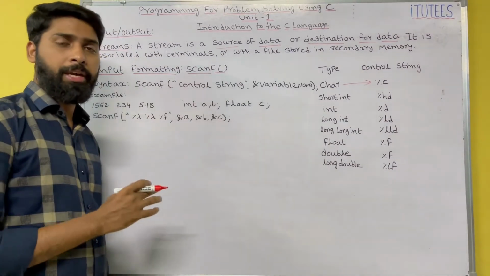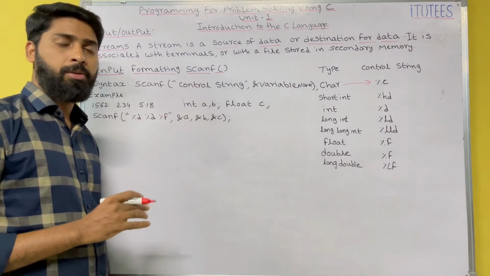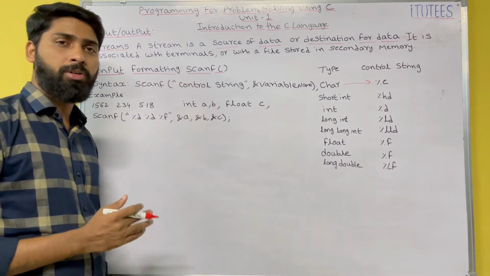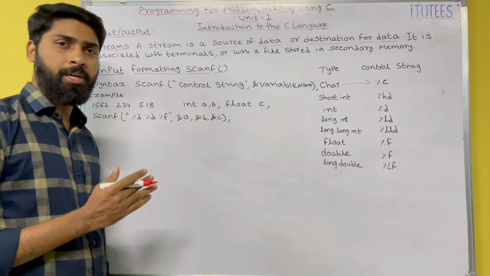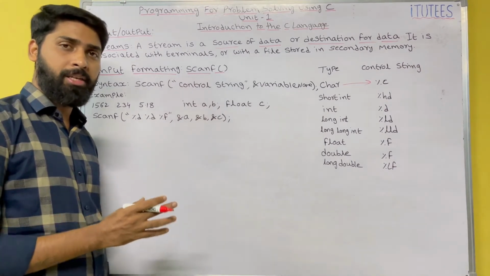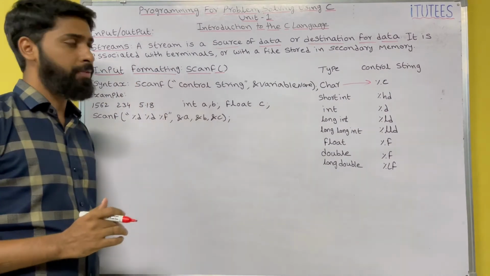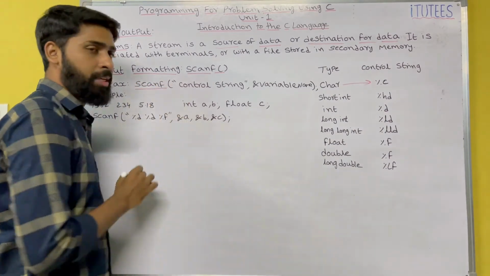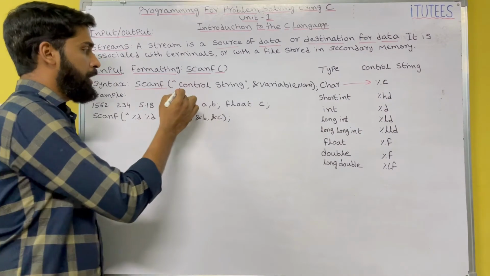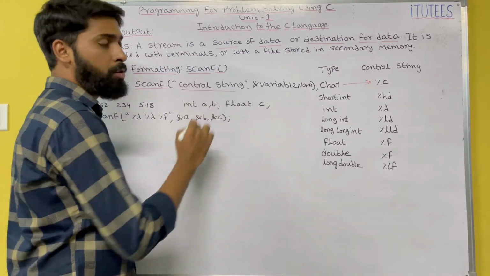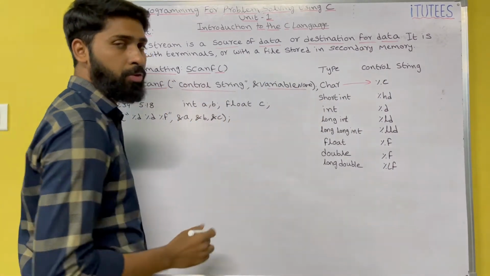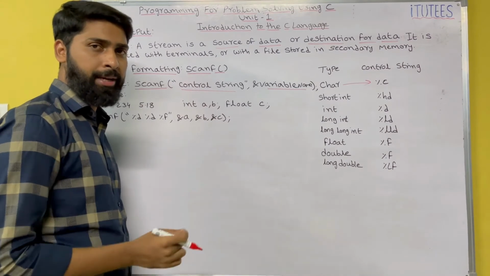Now we see input formatting. By using the scanf function, you read the values from the keyboard and assign these values to a variable. The syntax of scanf is, you write scanf, all small letters. In brackets, you specify the control strings and variable names. You can read more than one variable at a time.